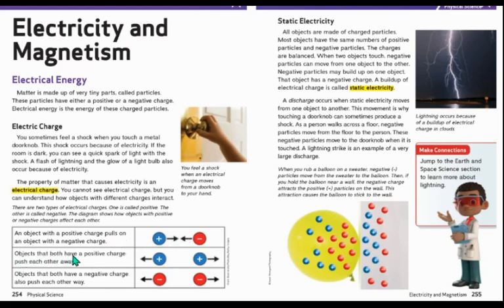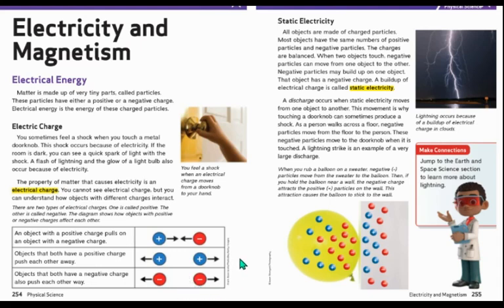Objects that both have a positive charge push each other away. So these are similar charges. They're both positive charges, so they are pushing away from each other. They are repelling. Objects that both have a negative charge also push each other away. So here we see similar charges. They're both negative charges, and since they're both the same type of charge, again, they're repelling each other away.